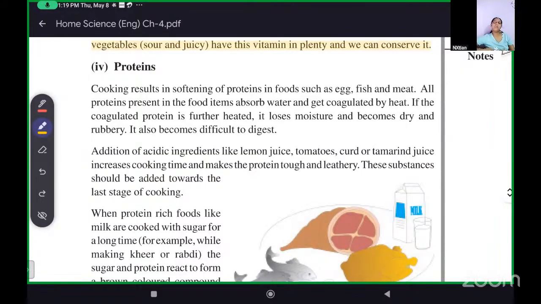So what is the meaning of it? When we cook items that are rich in protein, they absorb water and they get softened. So then we consume it. But if we overcook them, then the moisture will totally end in the food. That is making it soft, and it becomes dry and rubbery.